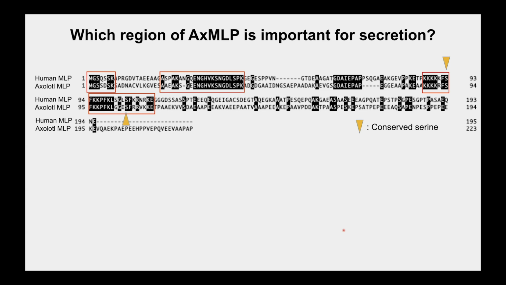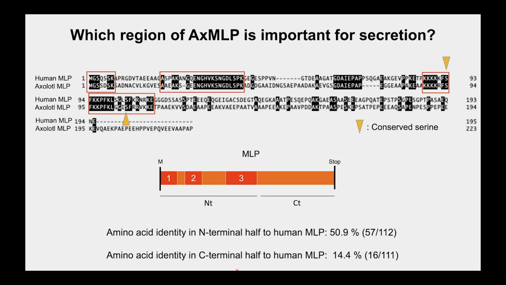So just one last thing. Now, these serines are conserved between human and axolotl, but I told you that the human is not secreted, but the axolotl is. So we were wondering, there must be some other part of the protein that's also involved in the secretion process. If you look at the alignment between axolotl and human MLP, there's some reasonable conservation in the N-terminal half, but the C-terminal half is very poorly conserved between these two animals. The C-terminal half is only 14% conserved between human and axolotl. So Takuji then asked, is there something about the C-terminus that's important for secretion?